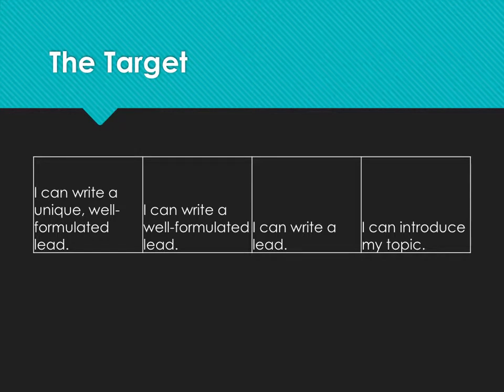Our target for story leads starts at the 1 level with I can introduce my topic. Pretty straightforward, nothing fancy. At a 2 level, you can write a lead. In other words, you can use one of the leads I'm about to show you. At a 3 level, it's actually well formulated, meaning it is in fact engaging. And at a 4 level, it is well formulated and unique, not a cliche.